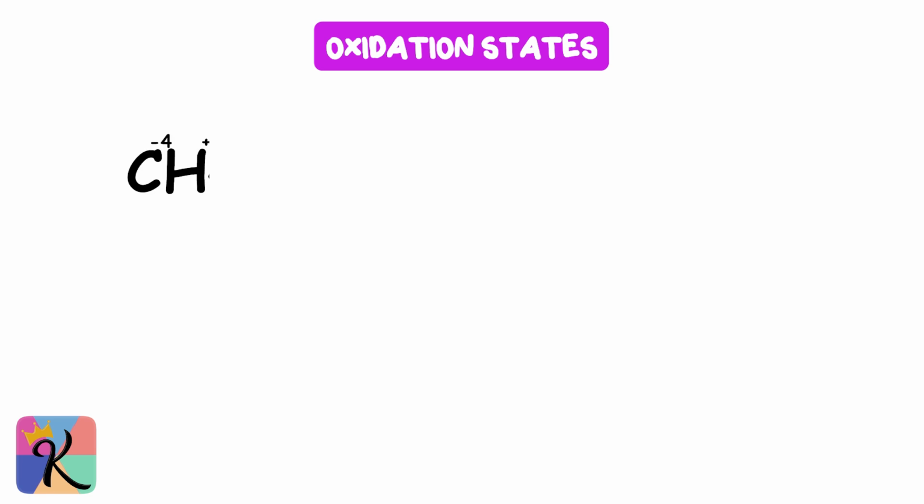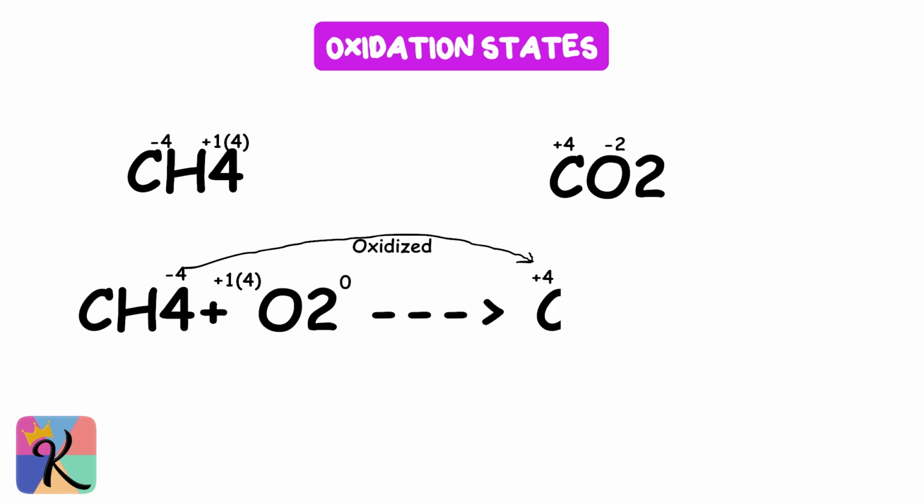For example, in methane, CH4, carbon has an oxidation state of -4 because each hydrogen is +1. In carbon dioxide, CO2, each oxygen is -2 and carbon is +4. This means carbon has undergone significant oxidation in the transformation from CH4 to CO2.